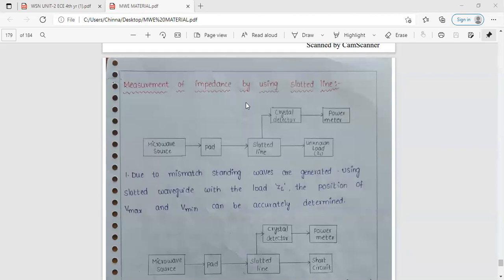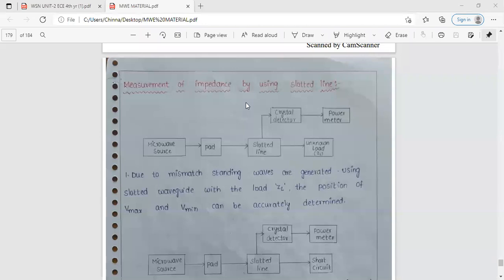So using the slotted line section, the measurement of the impedance is what we find here. Here also we will use the bench setup: microwave source, isolator, frequency meter, slotted line section and unknown load. Due to the mismatch, standing waves are generated.